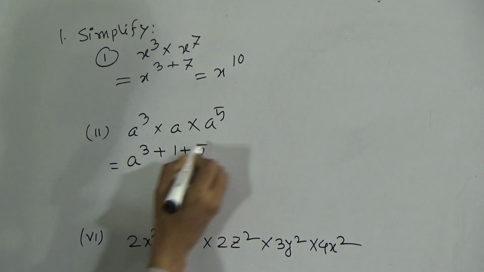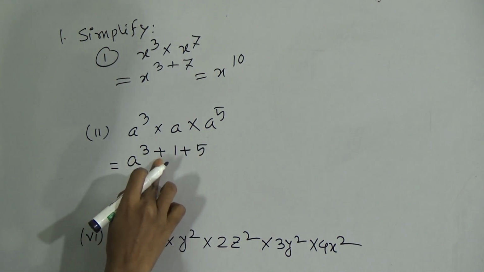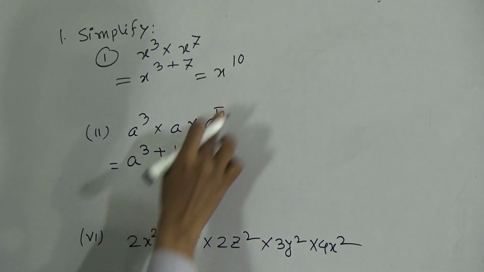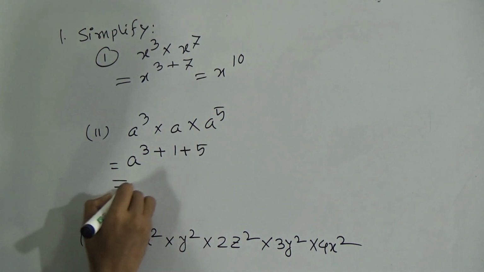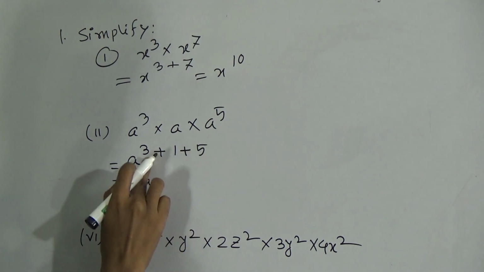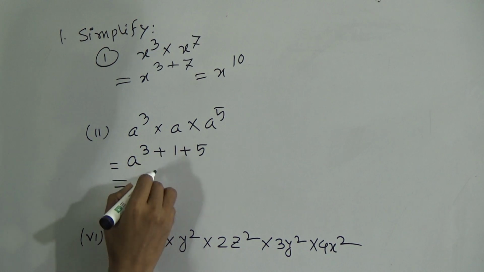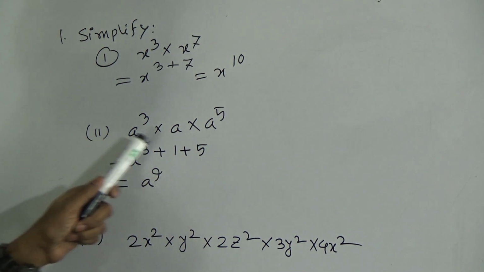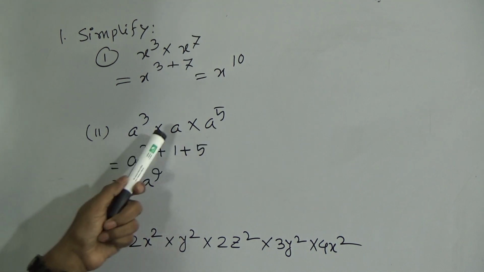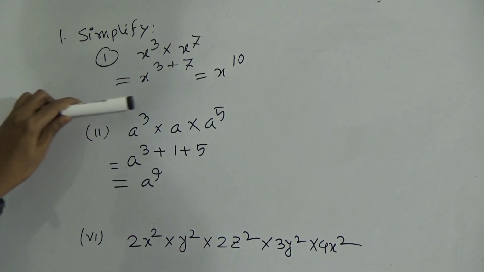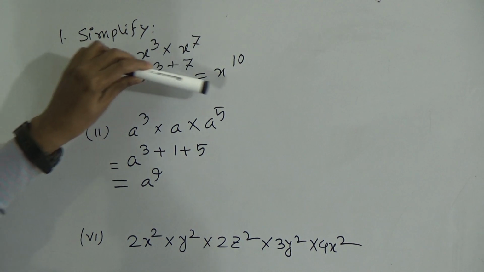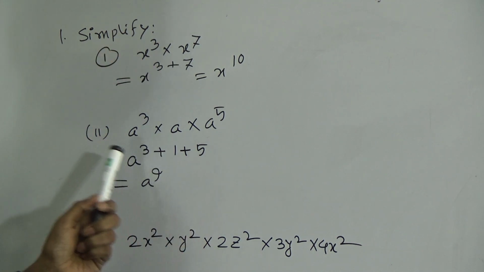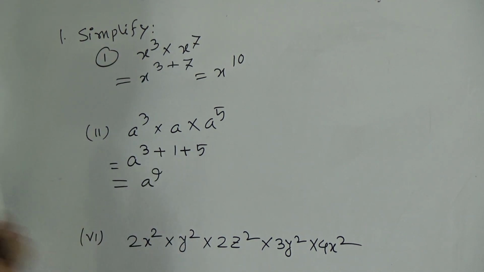A power 3 plus 1 plus 5. This is equal to a power 5 plus 3, 8, plus 1, 9. Okay, student, look, bases are the same. When bases are the same, the powers will be added. That means 3 plus 1 plus 5: 5 plus 3, 8, 8 plus 1, 9.